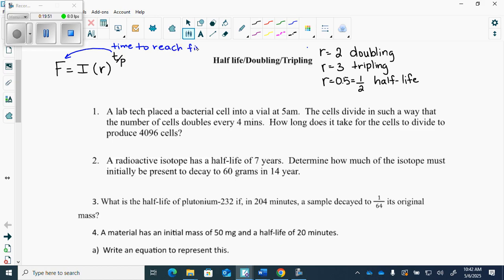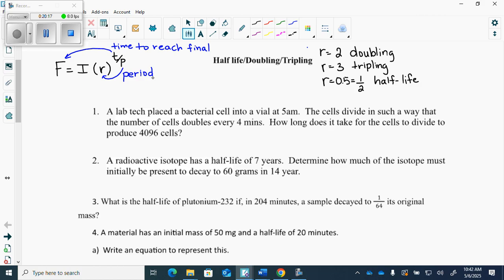So if they say in 30 minutes I now have 700 bacteria, 30 minutes would go in T. Time to reach final. P is the period, how long it takes to repeat. So if it has a half-life of 40 minutes, that means every 40 minutes, whatever it is, it's halving.